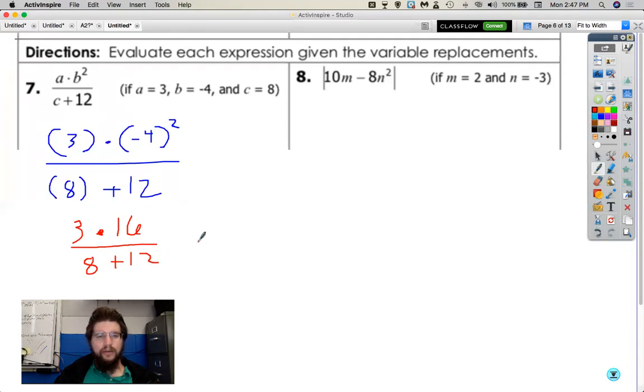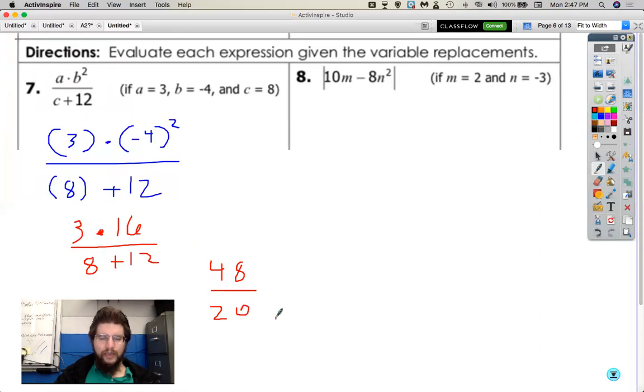And I am going through the steps piece by piece. You could have actually put the 20 here, since this is a whole separate piece. They're grouped separately, so you could have done this as 20 just now. 3 times 16, that's 48. 8 plus 12 is 20.